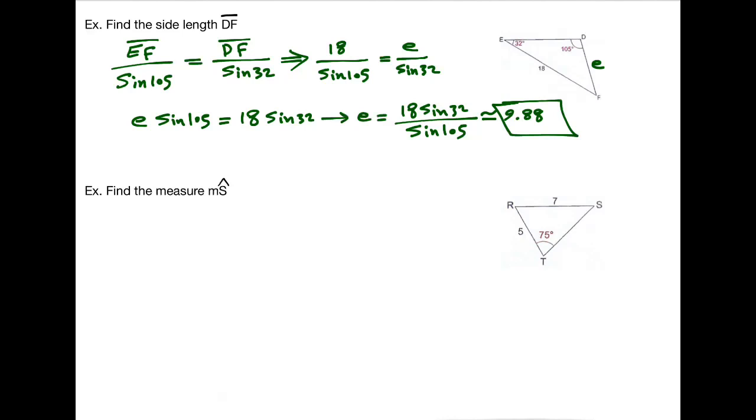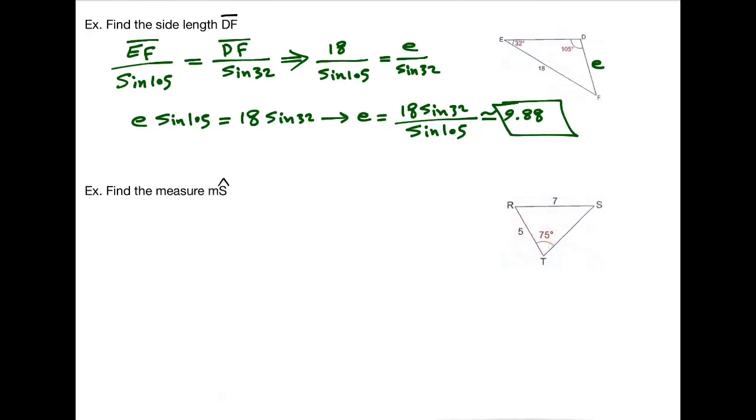All right, next example. In this one, the question says find the measure of angle S. Angle S is over here, so you want to find an angle size this time, not a length. T is given by 75, this side is given by 7, this side is given by 5, and now we're going to find the measure of this angle. Again, we can write down the law of sines: sine of this over this equals sine of this over this.